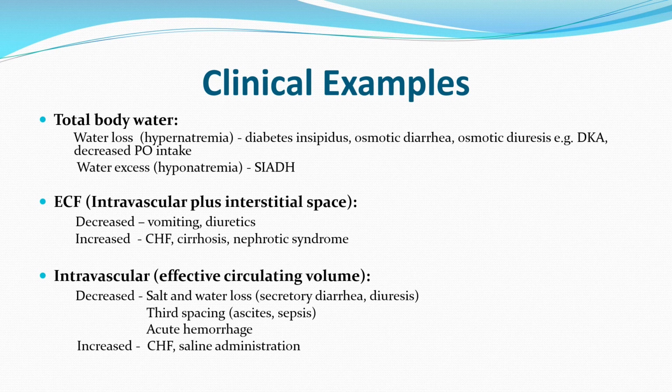Some examples of where you can see decreased intravascular volume and thus potential causes of hyponatremia would be salt and water loss from a secretory diarrhea or diuresis, or third spacing of fluid from ascites or sepsis. Increased intravascular volume can be seen with heart failure or saline administration.